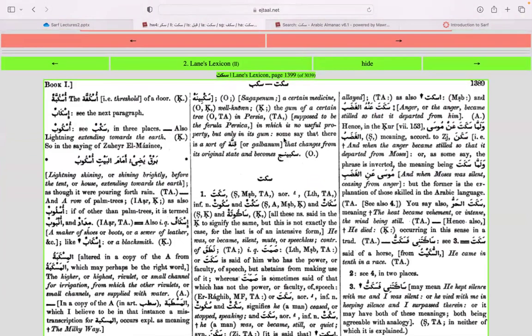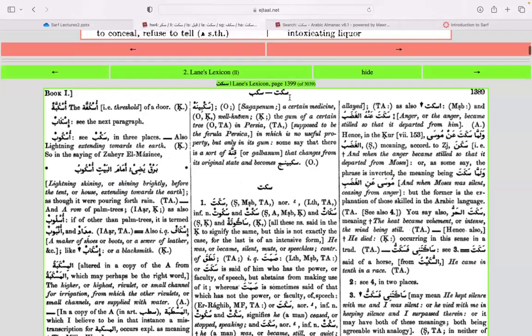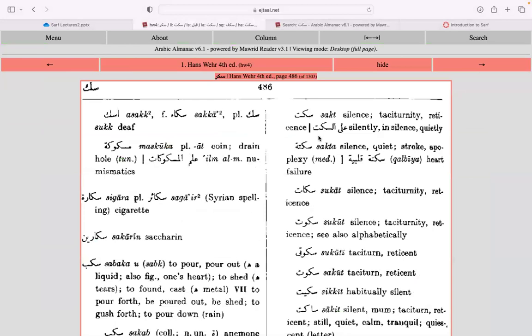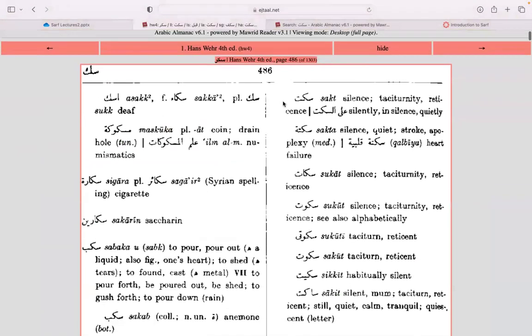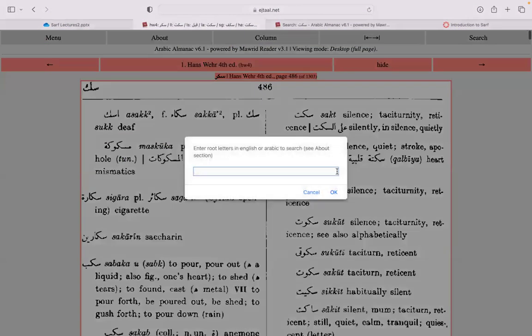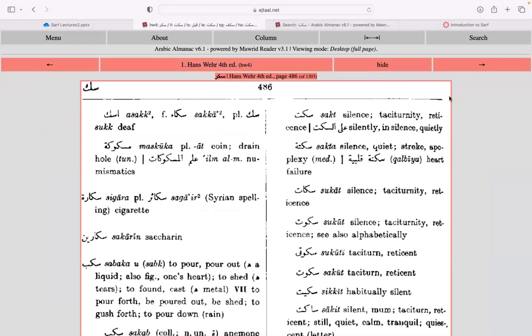Lane's Lexicon is typically for a really detailed analysis, if I'm trying to check a word, really drilling down into the word and scanning for a deeper meaning. But a quick and dirty way to figure out anything is typically through this first one, Hanswehr. So why are we doing this? The exercise we're trying to do is that if I have a given verb, how do I figure out which pattern from the Thalathi Mujarrad, the six patterns that we have, it falls under?